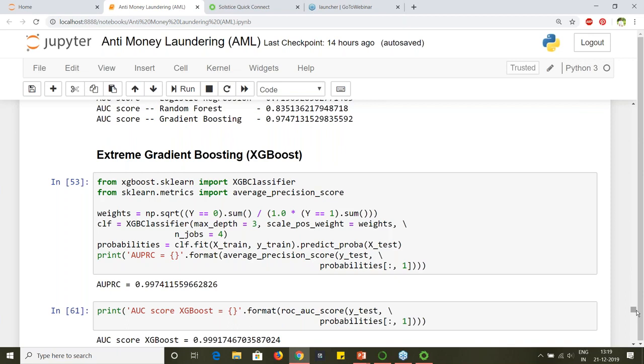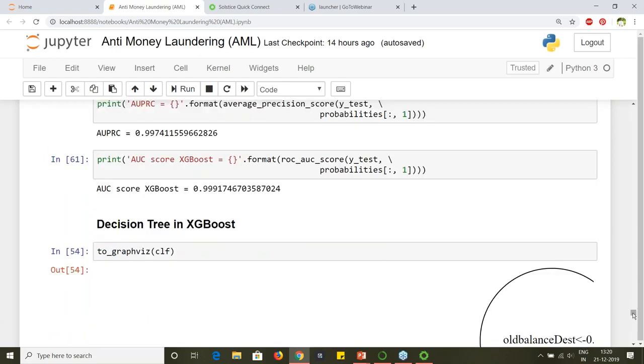So XGBoost will also account for imbalance in the dataset. Here we can see the weights. This scale positive weight will account for those things. This is the formula: square root of the number of samples with 0 over the number of samples with 1. So this weighting will be used to split the decision nodes. We are giving the percentage of the label values. If positive samples are fewer, it will take account of it. So for XGBoost, you can directly give imbalanced data.